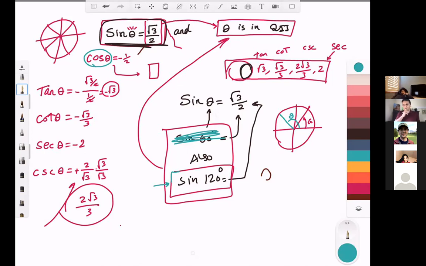I think I know what you're saying. So this extra information tells us which quadrant it is. I think you are telling me that sine of theta equals radical 3 over 2 equals cosine of 30. You said this is 60, then the cofunction is 30. That's what you're going to?